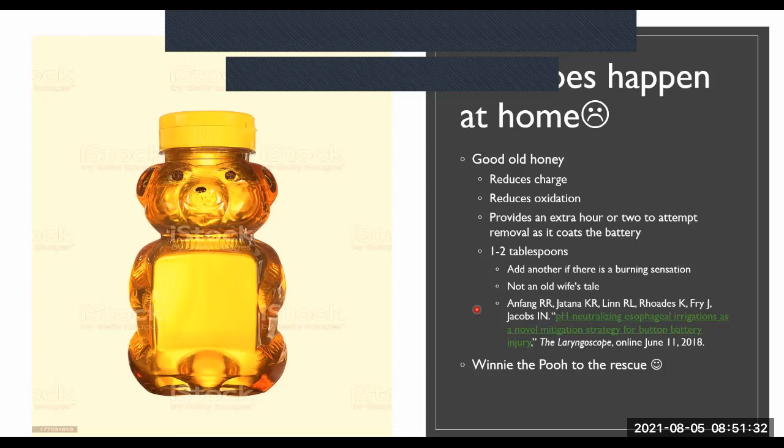You can't sit there and watch the kid get worse and worse and worse. All right. So you just put honey. Just get the kid to swallow honey. How much? One to two tablespoons. All right. Add another tablespoon if there's a burning sensation.